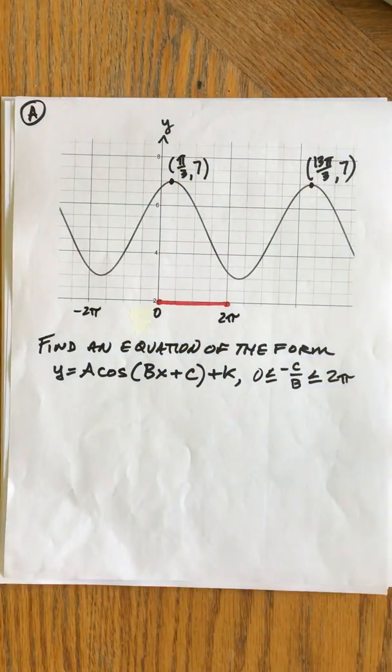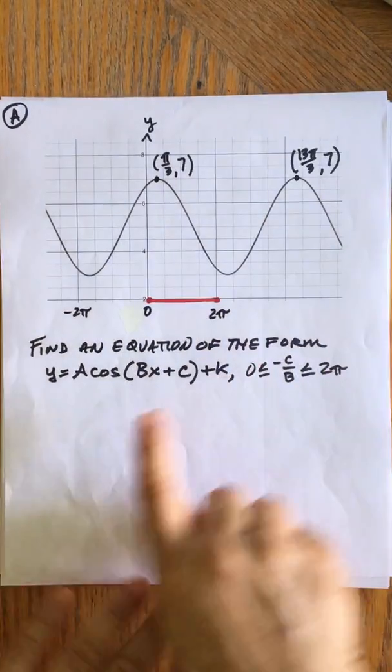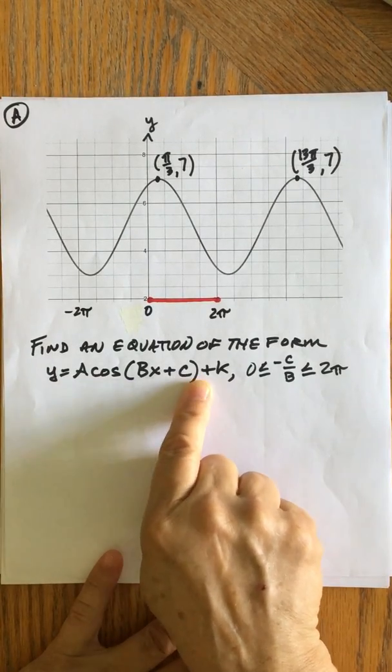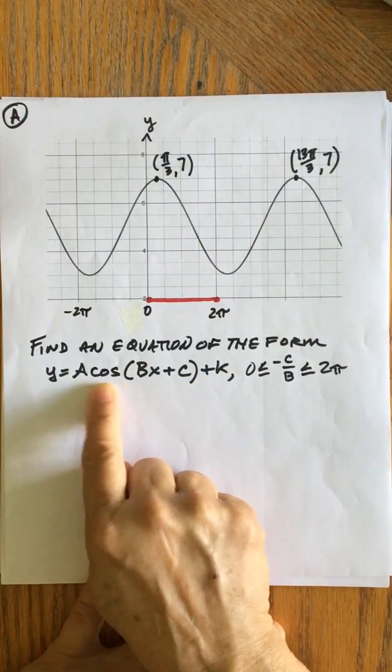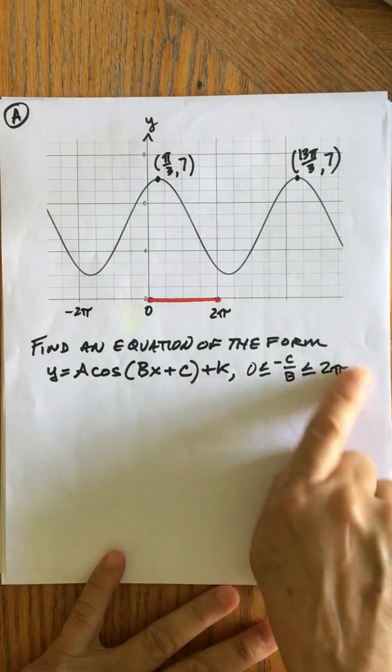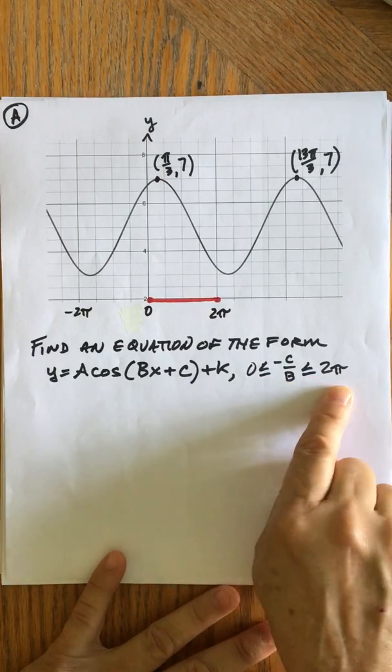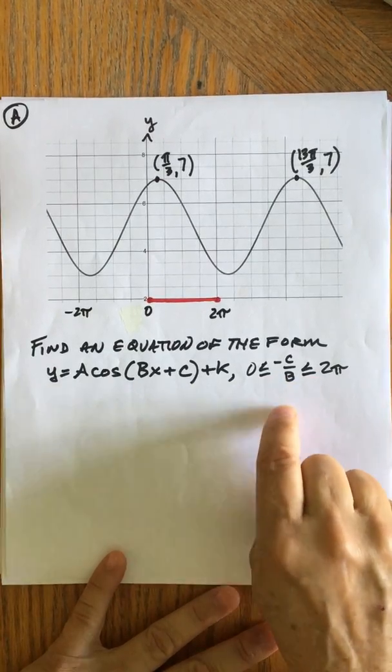And going back to this then, when they ask, find an equation of the form A cosine quantity BX plus C quantity plus K, you've gotta look for a cosine, and they gotta tell you where to look. So this is this information here. This is how I know where I'm allowed to look for the beginning of the wave.